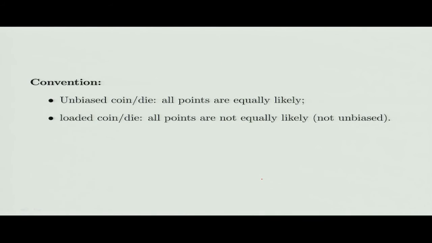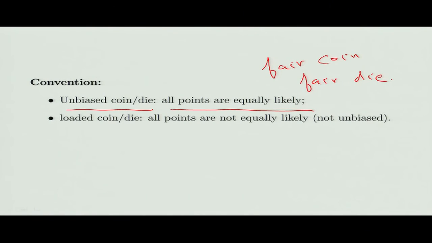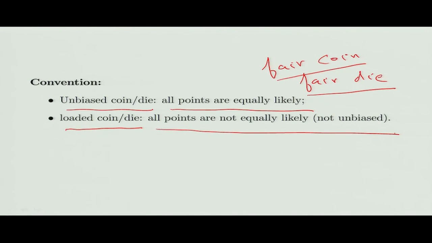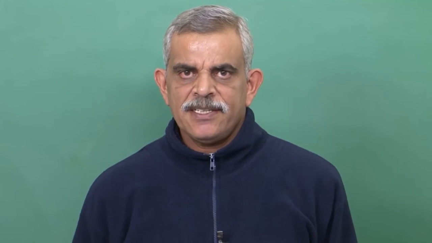Now I'll use the convention that in many books you'll find the phrase an unbiased coin or unbiased die is thrown. Whenever the word unbiased comes, what it means is all points are equally likely. Sometimes they will also use a fair coin or a fair die. That also means that all outcomes are equally likely. For example, when I say fair coin, that means probability of head is the same as probability of tail, which is half. Fair die means probability of 1 is the same as probability of 2, which is the same as probability of getting 6. Each of them is 1 by 6. When we say a coin is loaded or a die is loaded, that means all points are not equally likely. So some points have more probability of being observed.